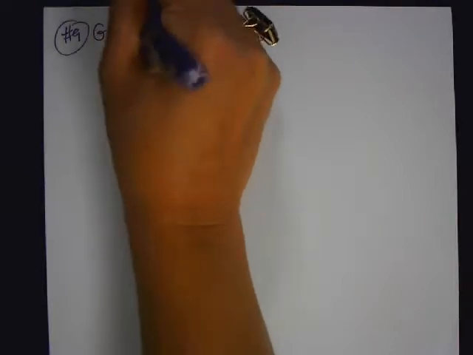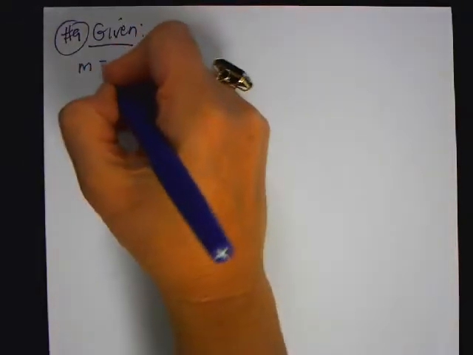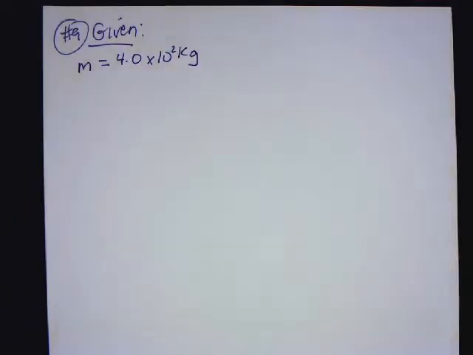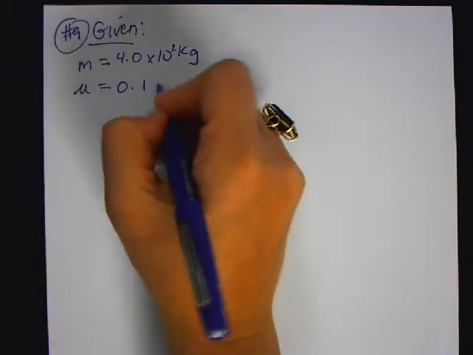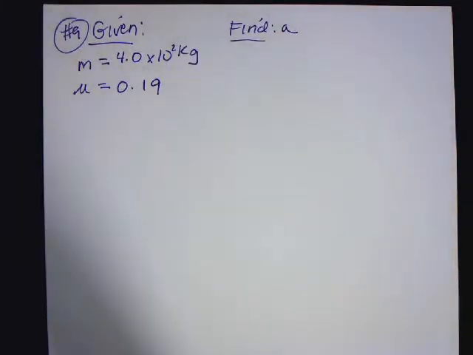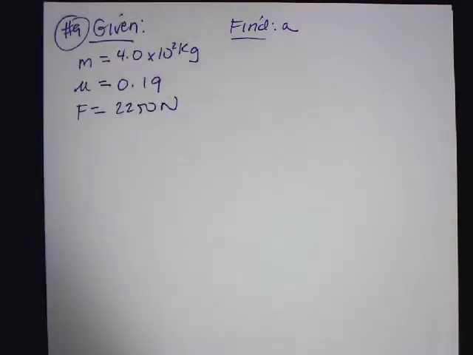Okay, let's do number 9 on the back of the review sheet. It says a car moving on a level highway has a mass of 4.0 times 10 to the 2 kilograms. The coefficient of friction between the tires and the highway is equal to 0.19. What acceleration will a force of 2250 produce on the car?